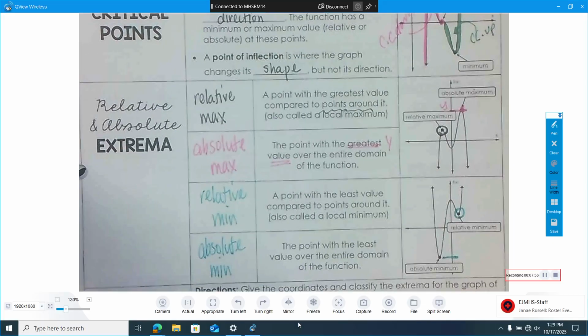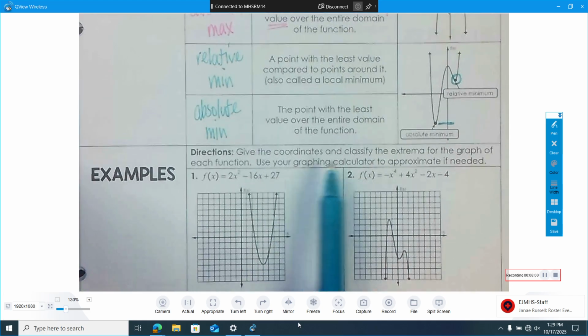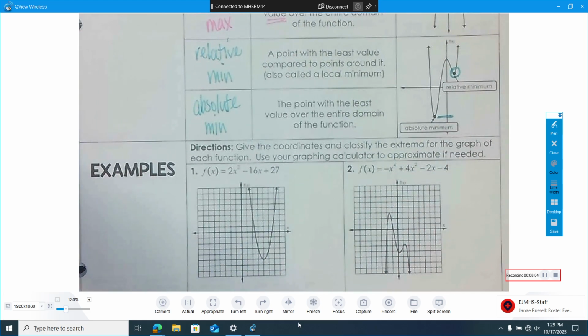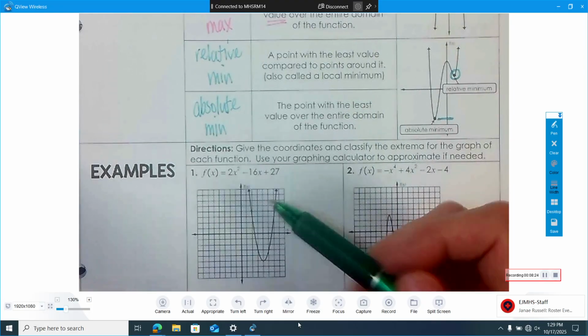Okay, so for these couple of examples, we are going to give the coordinates and classify the extrema for the graph of each function. And we can use our graphing calculator to approximate as needed. Oh, okay. You're going to need your graphing calculator. So they gave us the function here. And we want the extrema. I want to know, is it a relative max or a relative min? Is it an absolute minimum? What do we have in number 1 here?